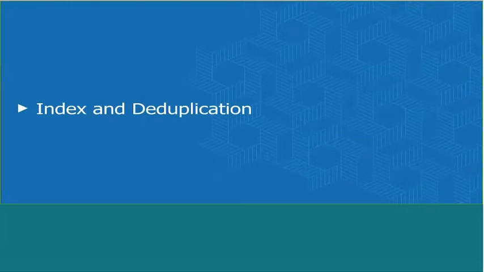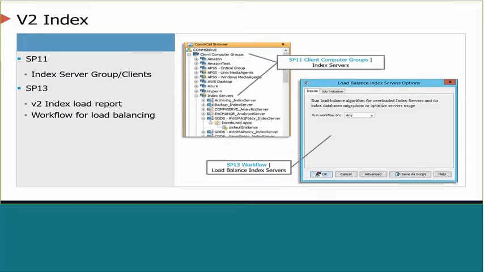Let's jump right into the index and deduplication segment. In this segment, what I try to cover is anything related to the index catalog information, the V2 index, and of course deduplication. For a couple of service packs now, we've been talking about enhancements for V2 index, and one of them that came along back in Service Pack 11 was changing where you would see index servers and also the logical protection for the index databases.